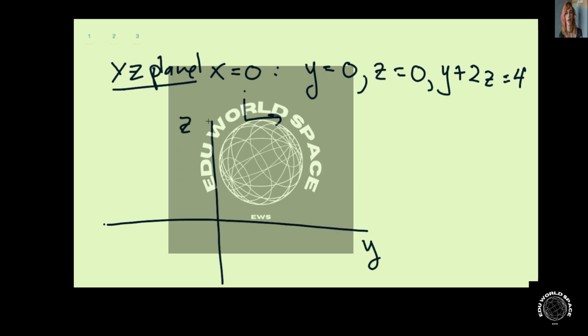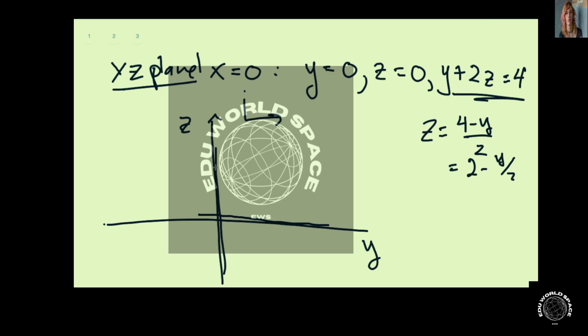Got the yz plane. z is equal to 0, y is equal to 0, and then we've got this line here, which, remember, is z equal to 4 minus y over 2, or 2 minus y over 2. So we've got this region here. And when y is equal to 0, this is equal to 2, and when z is equal to 0, y is equal to 4.